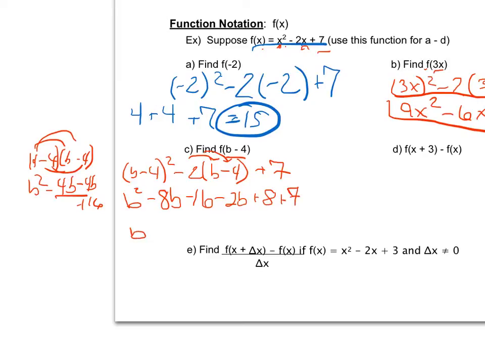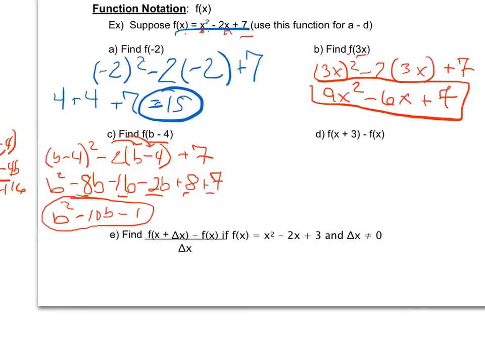Combine like terms, I get b squared minus 8b, and my 16 there kind of looks like a b, I apologize. Maybe I should have picked a different letter. Minus 8b and minus 2b is minus 10b. Plus 16 plus 8 is 24, plus 7 is 31. So I get b squared minus 10b plus 31.